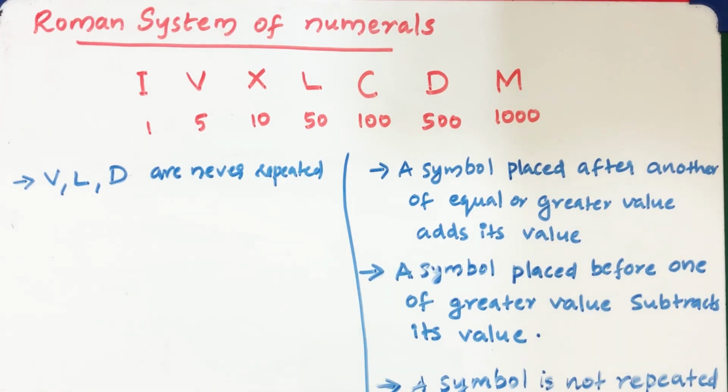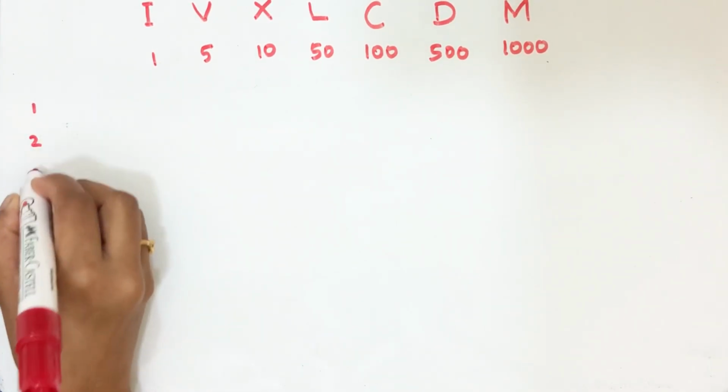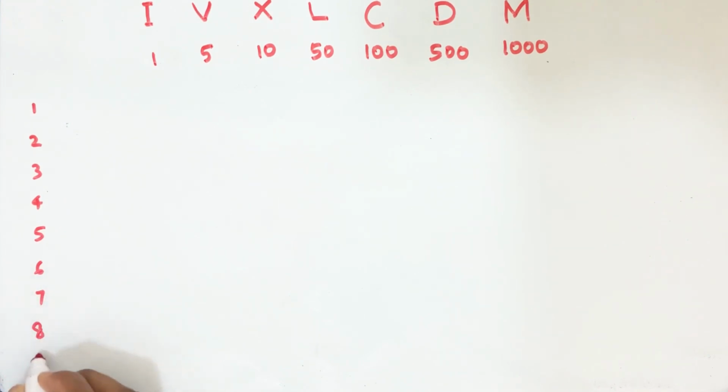So this much is enough. Next we can try to write all the numbers in the Roman system. Okay. 1, 2, 3, 4, 5, 6, 7, 8, 9, 10.